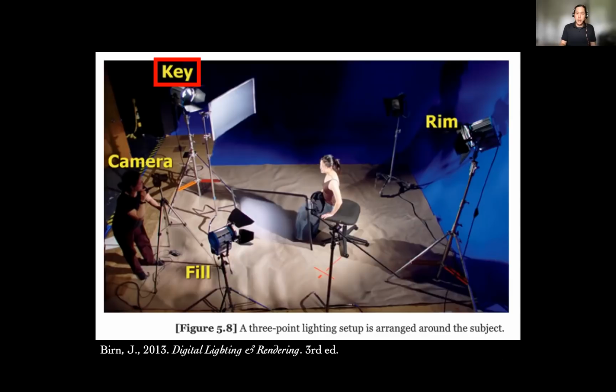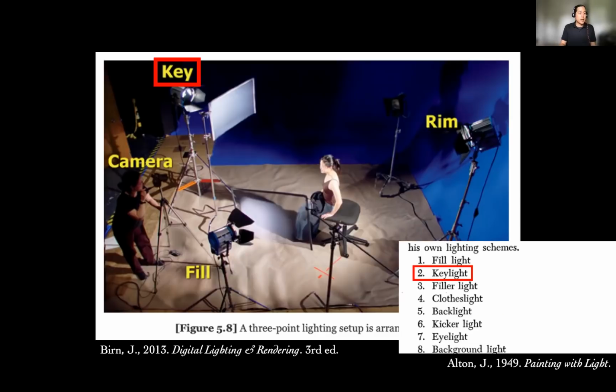All right, so you got your key light, and let's look at Alton. Yeah, key light. So that one matches. And you got your fill light. All right, and again, fill light. Yeah, so Alton talks about that. So that one matches. And you got your rim light. Wait a minute. Alton called it the backlight. Why is it called the rim light in modern language? Why was the naming switched?